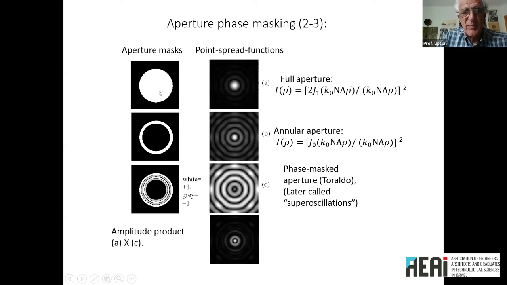What we did in our experiments, which I'll show you in the next slide, is to do an optical product between this mask, this aperture, and this one. That is, we put in a beam splitter and got two optical paths, one of them the full aperture, one of them this phase mask aperture. If you take the product of this and this, you can see that the product is multiplied by essentially one in the middle and zero in the outlying region, and we got a thing like this, which was much better for getting a larger field of view.